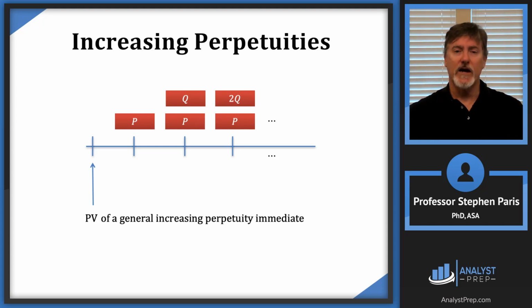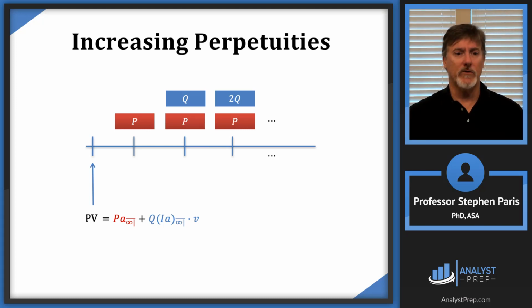So then it's easy for me to symbolically represent that present value. The present value of the level payments of P at the valuation date would be, I'll color code this, a P times a angle infinity, and then the payments of Q, I could value at the valuation date using a Q times an IA angle infinity. That IA angle infinity gives me the value one period before the first payment of Q, so then I need to discount that back a period, and I would do that by multiplying by a v. That's why there's that factor of v on the end there.